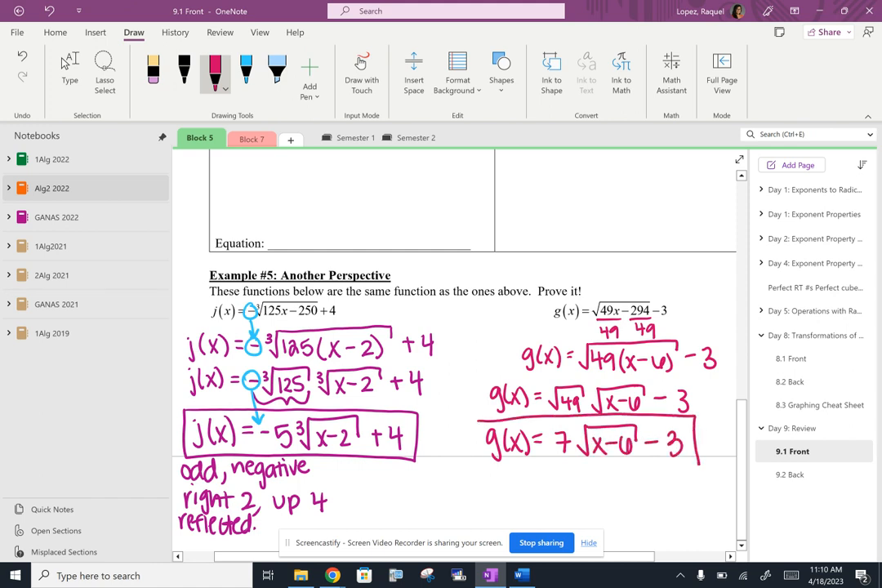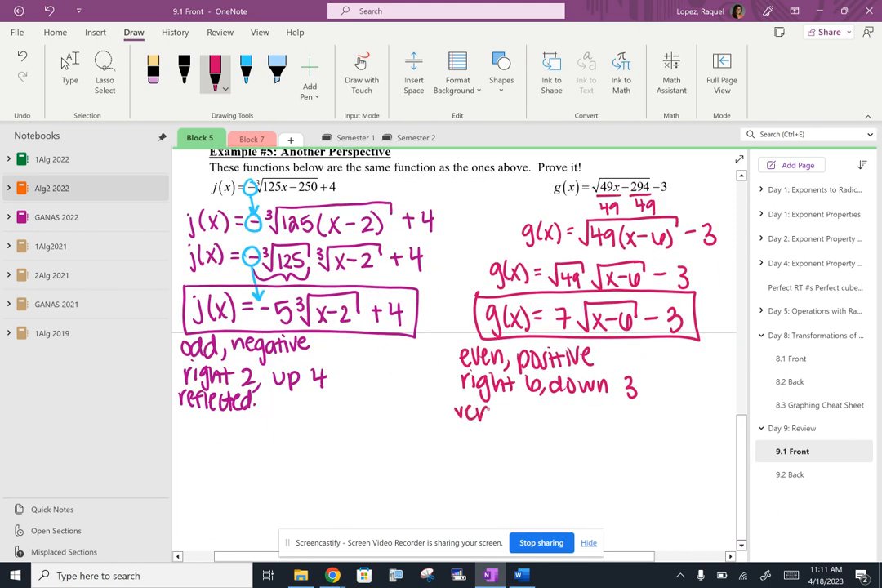And so now what this is revealing to me is that I've got an even positive function that has been shifted right 6, down 3, and has a vertical stretch of 7. This one I forgot to mention has a vertical stretch of 5.